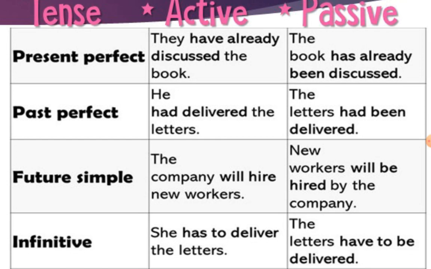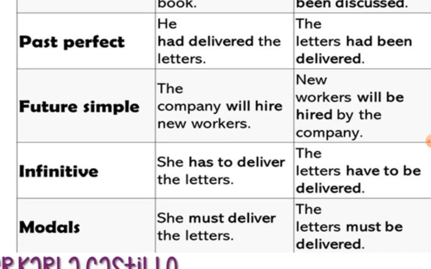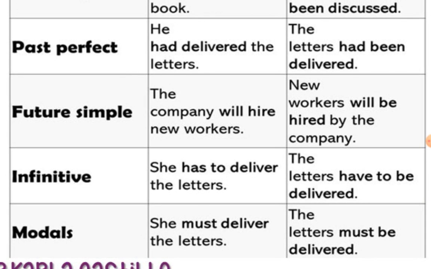And the last one is, let me see, the infinitive part, okay, and the modals. She has to deliver the letters. The letters have to be delivered, okay? And the next part with the modals, we have separate modals, remember? We have there, she must deliver the letters. It means the letters must be delivered. In this case, we are not focused on who did the action. We're focusing on what was done.